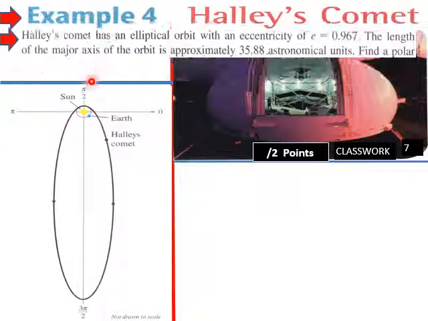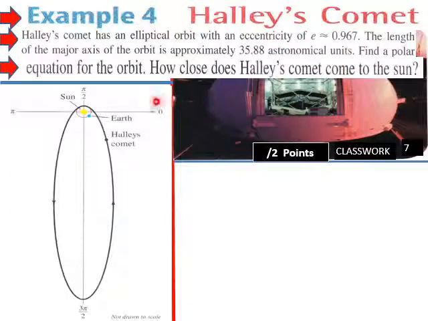So Halley's Comet, and here is its elliptical orbit for Halley's Comet. With an eccentricity of e equals 0.967, the length of the major axis of the orbit is 35.88 astronomical units for this length here. Find a polar equation for the orbit. So we need to find an equation for this orbit here. How close does Halley's Comet come to the Sun?